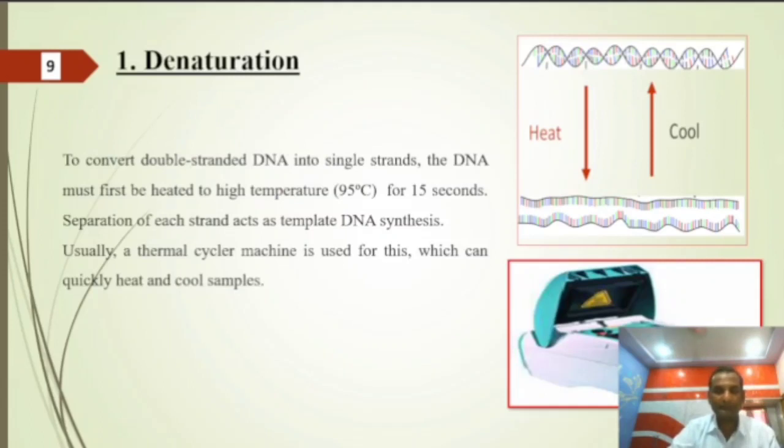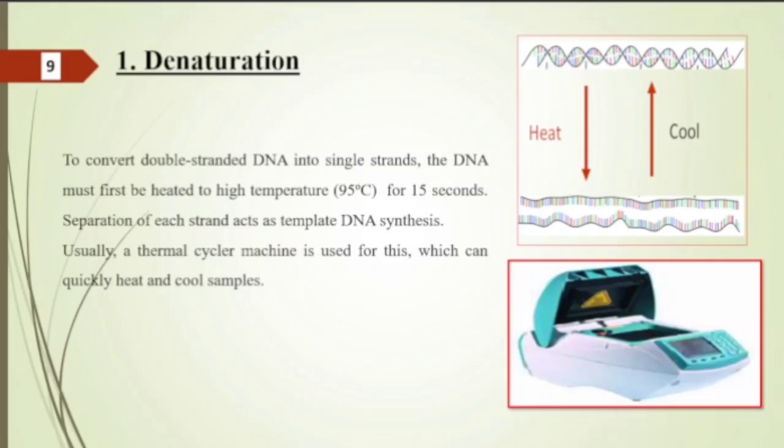First step is denaturation. To convert double-strand DNA into single strand, the DNA must first be heated to high temperature up to 95 degrees centigrade for 15 seconds. Separation of each strand acts as template for DNA synthesis. Usually, a thermal cycler machine is used for this, which can quickly heat and cool samples.